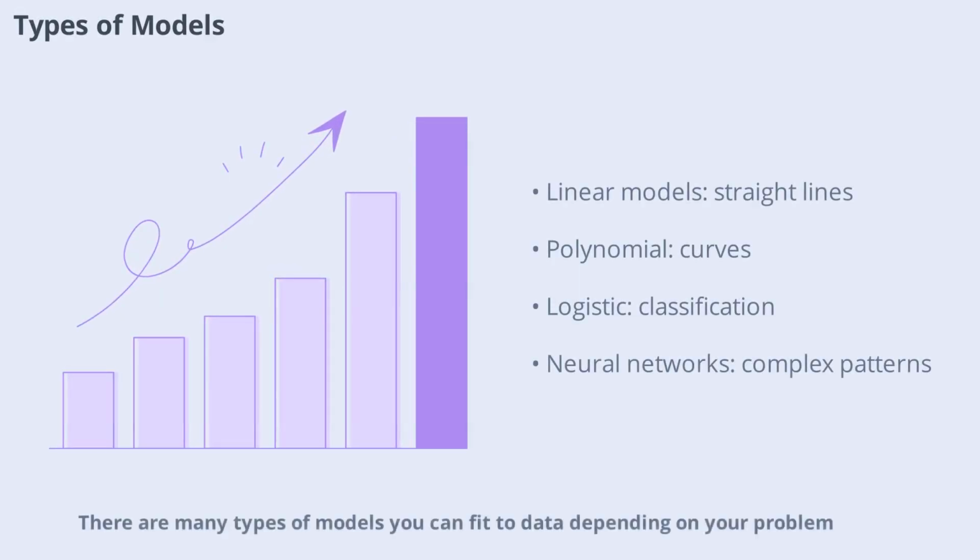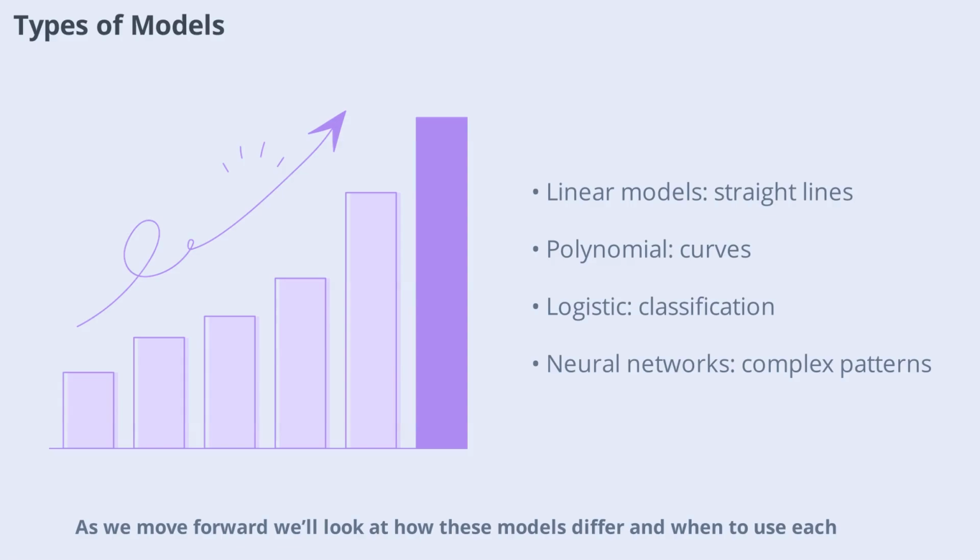There are many types of models you can fit to data depending on your problem. Linear models are the simplest, drawing a straight line through your data. More complex problems might require polynomial, logistic, or even neural network models. Each type of model has its own strengths and weaknesses, and choosing the right one is a key part of the fitting process. As we move forward, we'll look at how these models differ and when to use each.